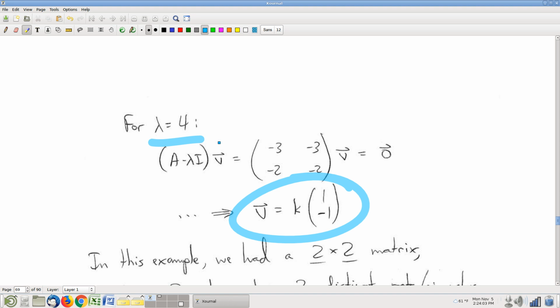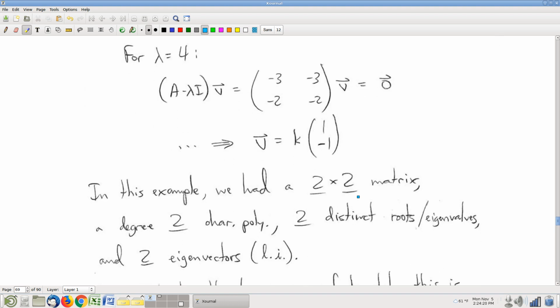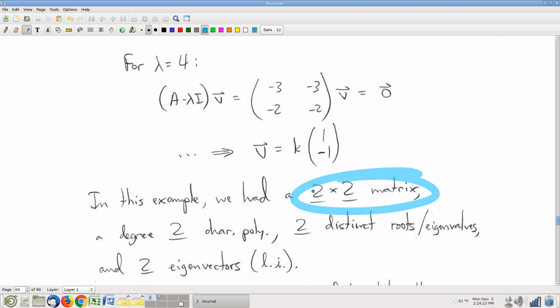So heads up, I'm going to be using that language a lot. It's extremely standard. Just make sure to understand what it's saying, but also make sure to not interpret that literally. Right? Of course, there are always infinitely many eigenvectors. Okay. All right. So altogether, we started off with a 2x2 matrix.